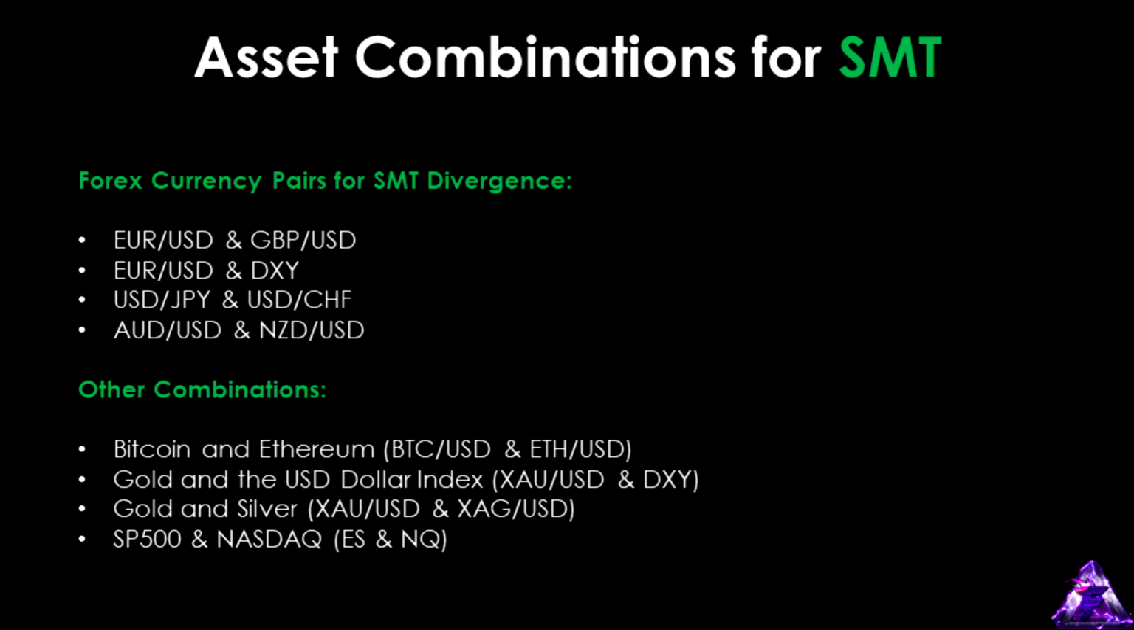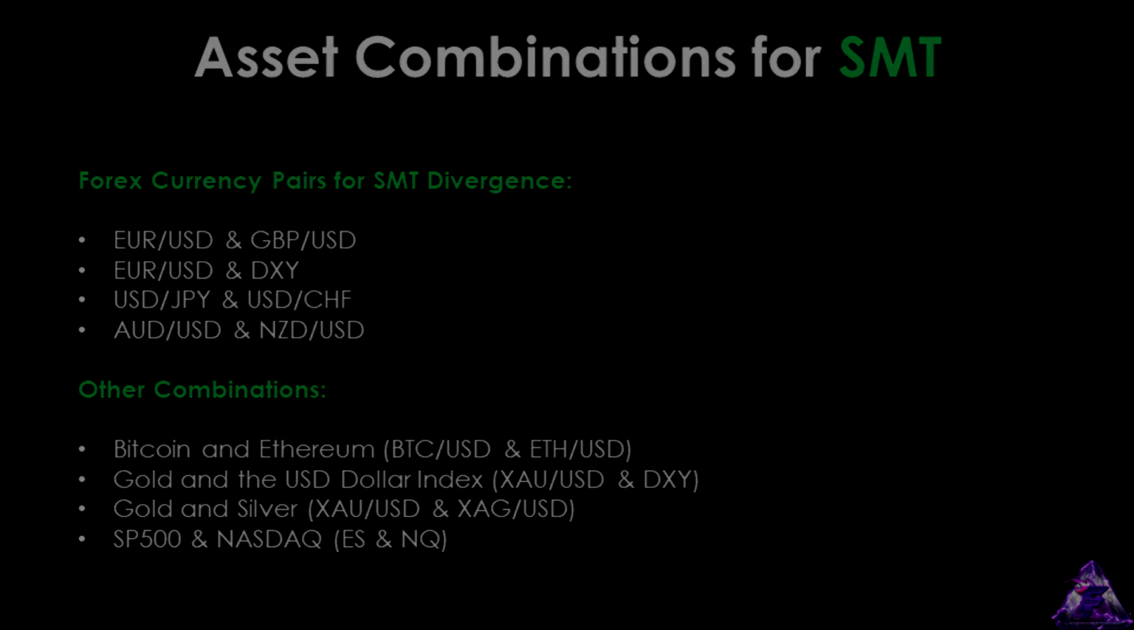Conversely, a non-symmetrical condition arises when the euro versus the US dollar makes a higher high, but the Great British Pound fails to do so, instead making a lower high. This scenario is referred to as non-symmetrical conditions. For other types of traders, if you trade gold, you can use the DXY or silver to find SMT divergences. If you trade Bitcoin, Ethereum can be used, or if you trade ES, you can use the Nasdaq. It's as simple as that.